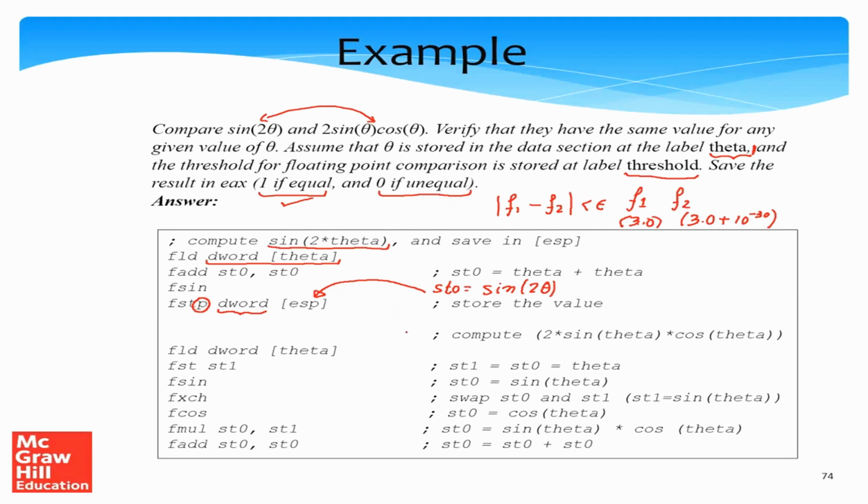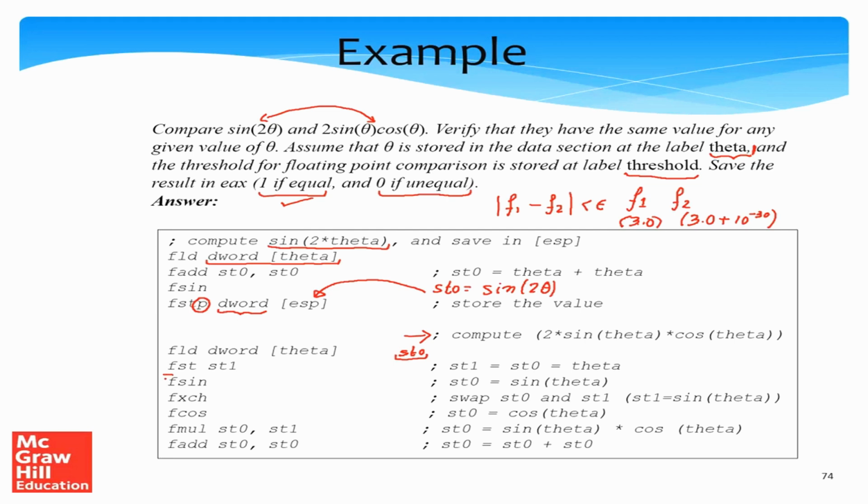Alright, now let us compute 2 sine theta times cos theta. Let's do the same thing. Let's load theta into ST0. Let's create one more copy of theta in ST1 by the FST instruction. FST ST1 sets ST1 equal to ST0, which is equal to theta. So at this particular point, both ST0 and ST1 contain theta.